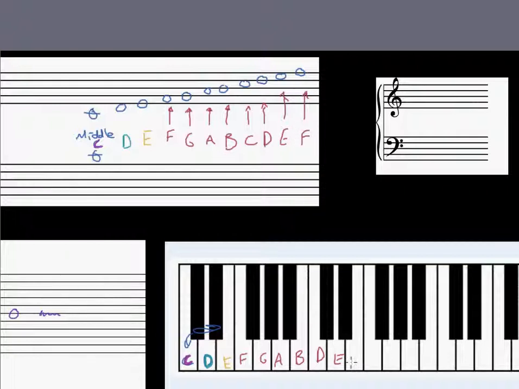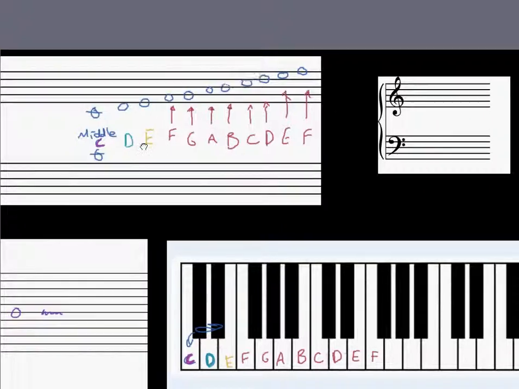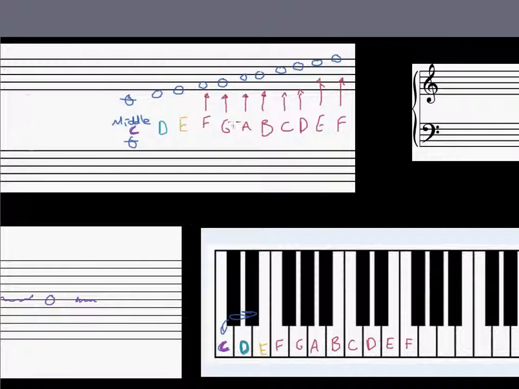Look, I've made a mistake here. After B does in fact not come D. After B comes C. I'm sorry if I confused you there. A, B, C, D, E. There we go, and F is what we got up to. Good. Easy. I hope that makes sense. C, D, E, F, G, all the way up to F, going line, space, line, space, line, space, line, space, all the way up. That makes sense.